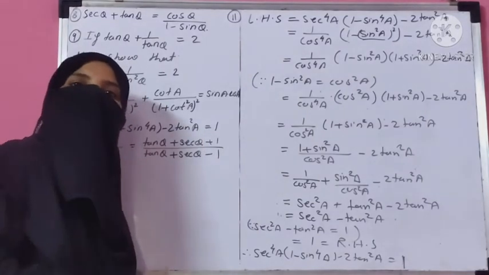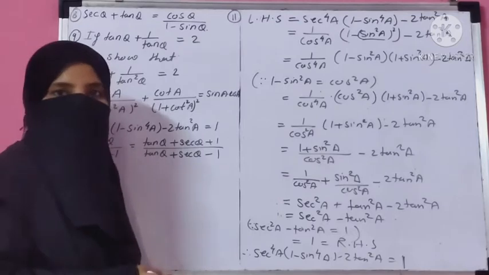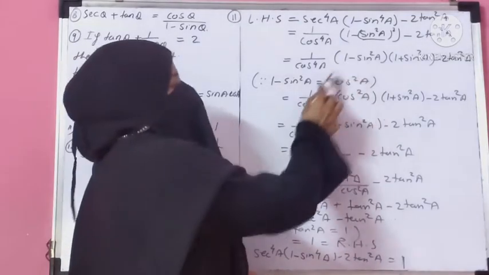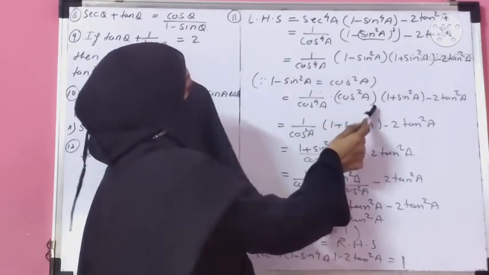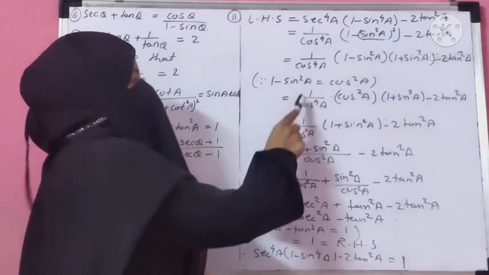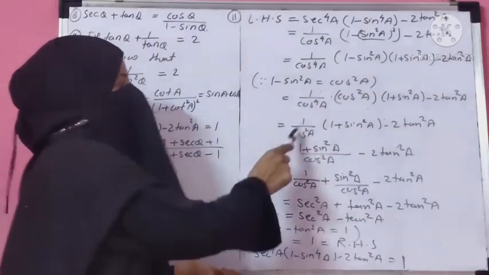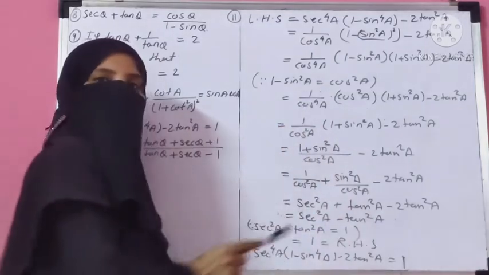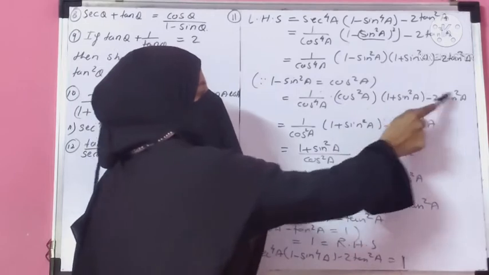Sin square theta plus cos square theta is 1, so 1 minus sin square theta is cos square theta. So in place of 1 minus sin square a, from identities, write cos square a. Then 1 plus sin square a minus 2 tan square a as it is. Now the cos square a cancels, and the remaining is 1 upon cos square a, times 1 plus sin square a, minus 2 tan square a.